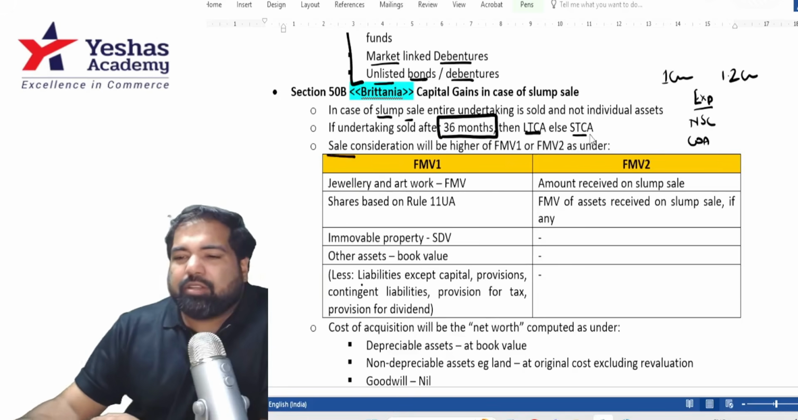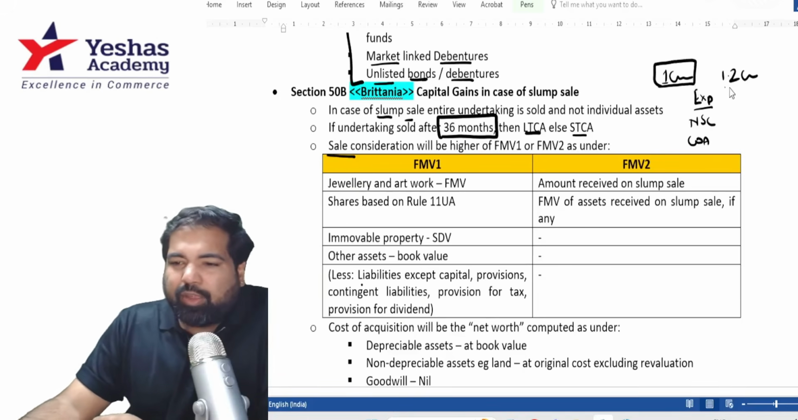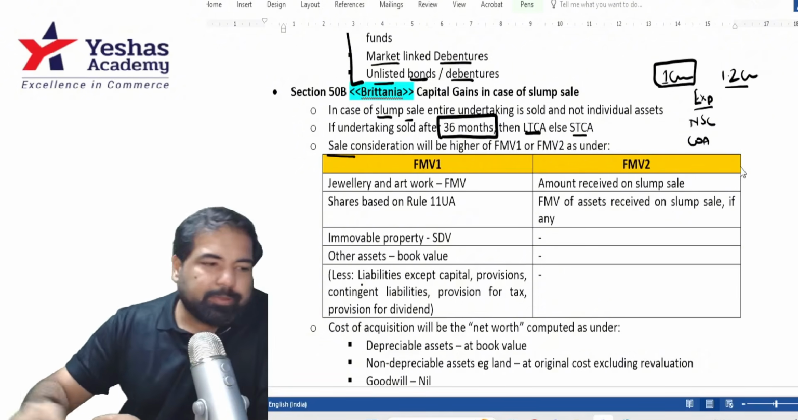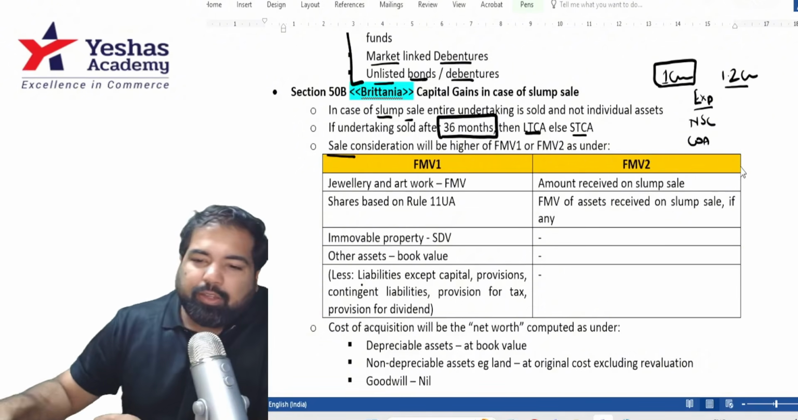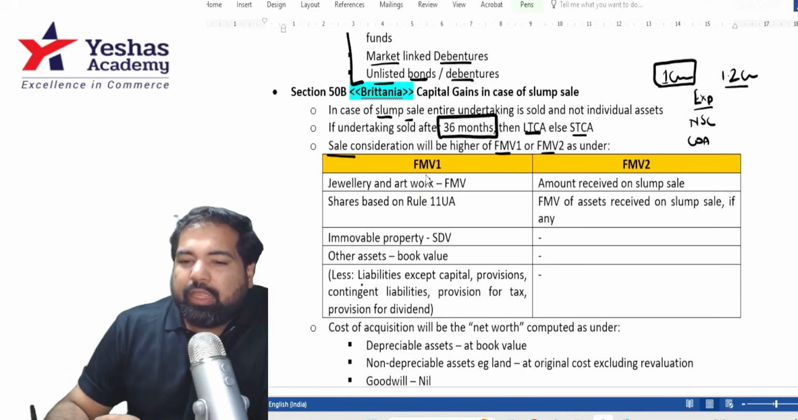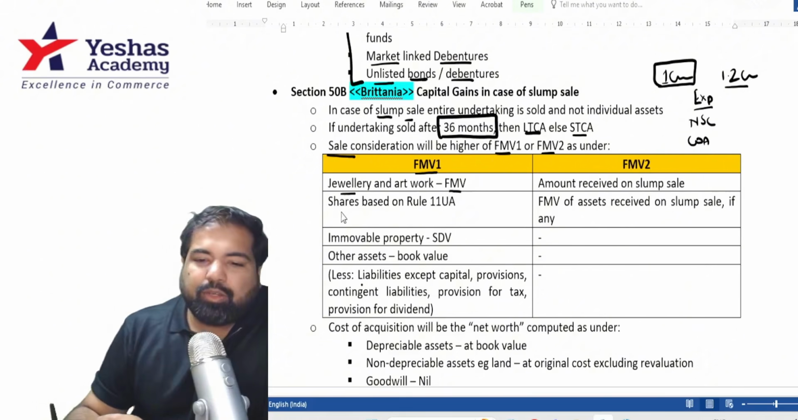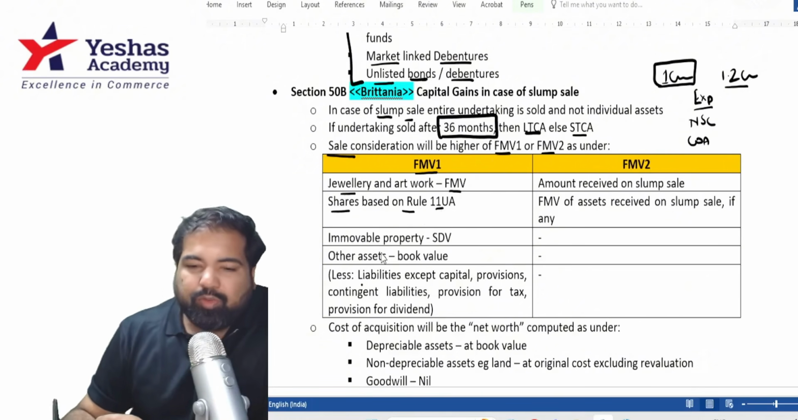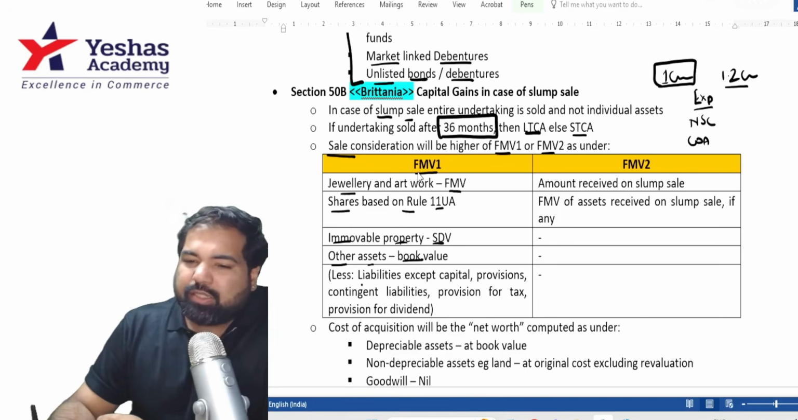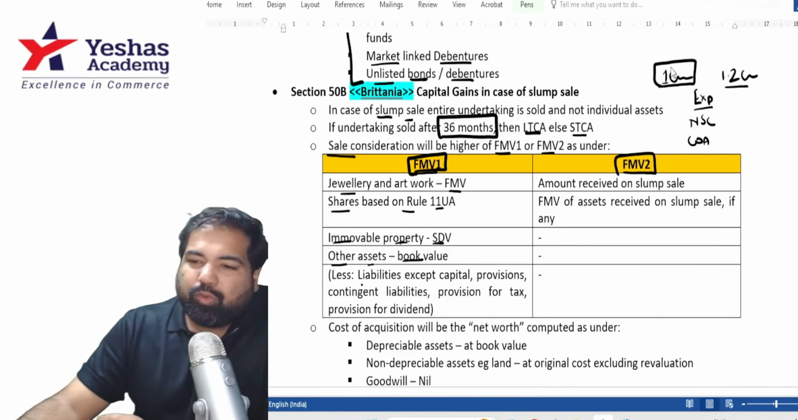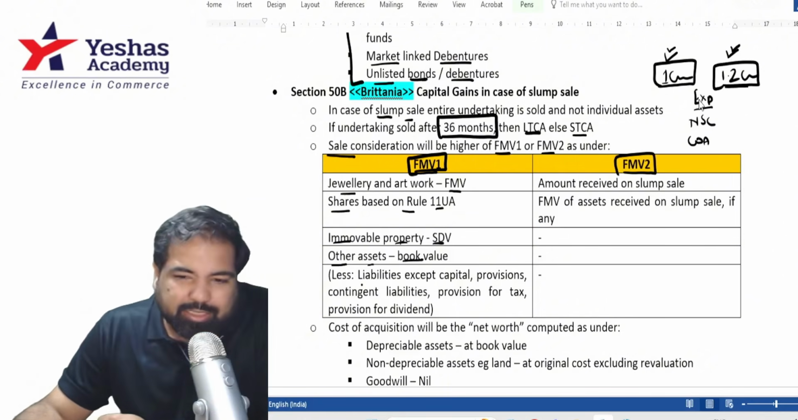And the sale consideration will be whatever you are selling the undertaking for, or the fair market value, whichever is higher. Here the fair market value is considered in 2 parts, FMV1 and FMV2. In FMV1, they say that if it's jewelry, artwork, etc., you'll take the fair market value, that means today's value. Shares based on Rule 11UA, which we will see ahead. Immovable property at stamp duty value. Other assets at book value. This is considered as fair market value 1. And fair market value 2 is basically whatever you're getting. So whatever you're getting is 1 crore versus this 1.2 crore. Whichever is higher will be considered the sale consideration.